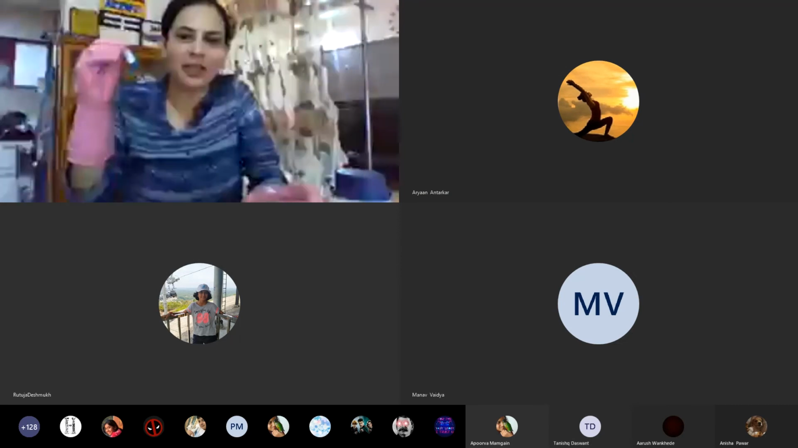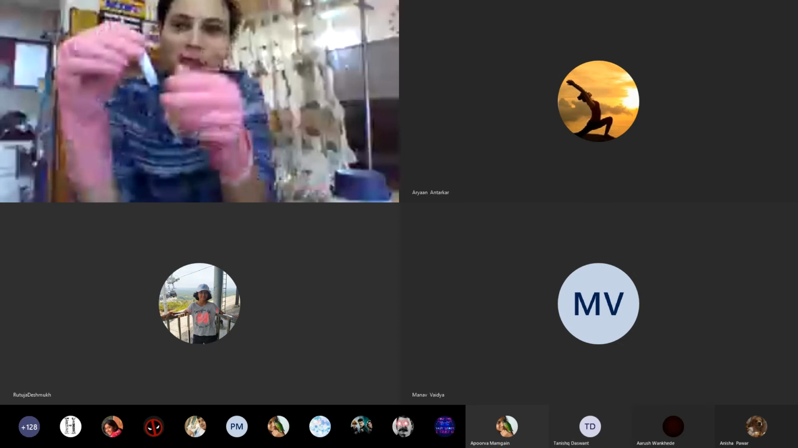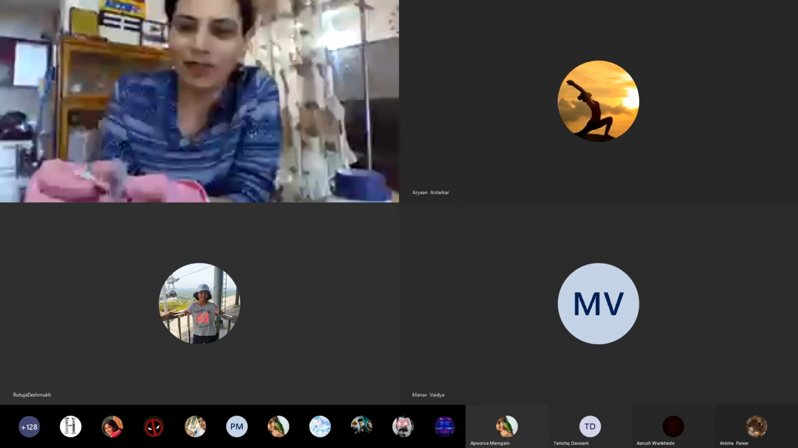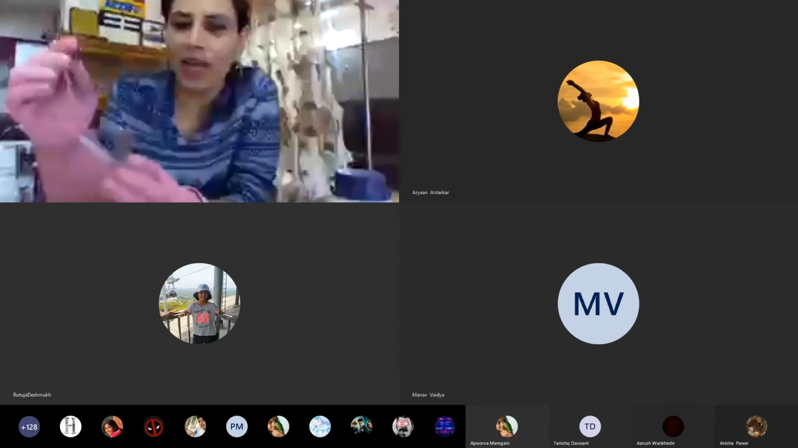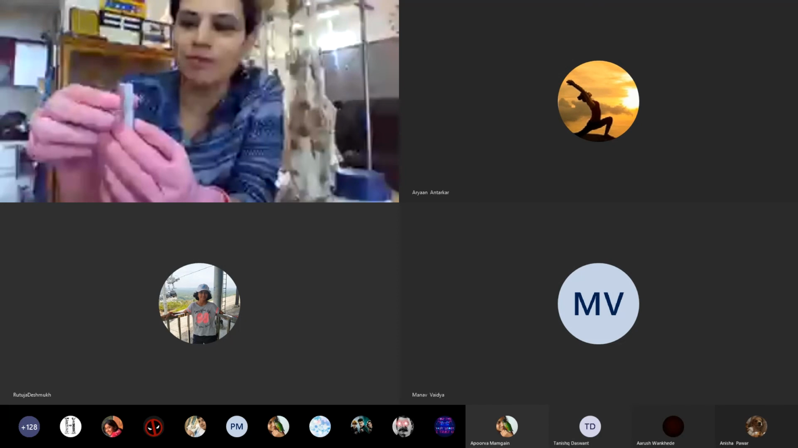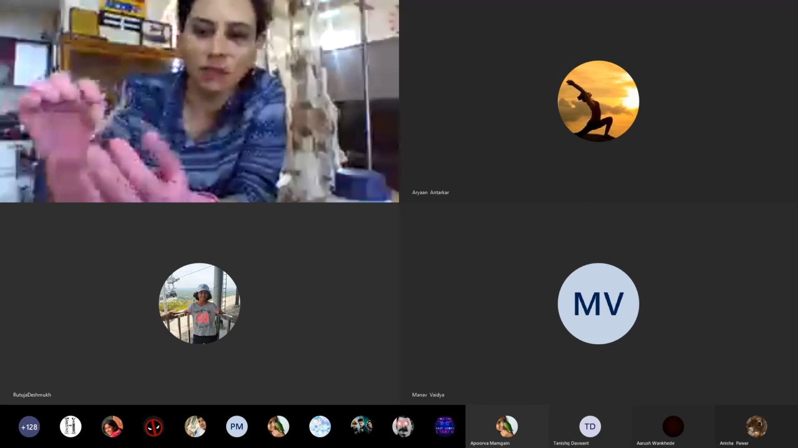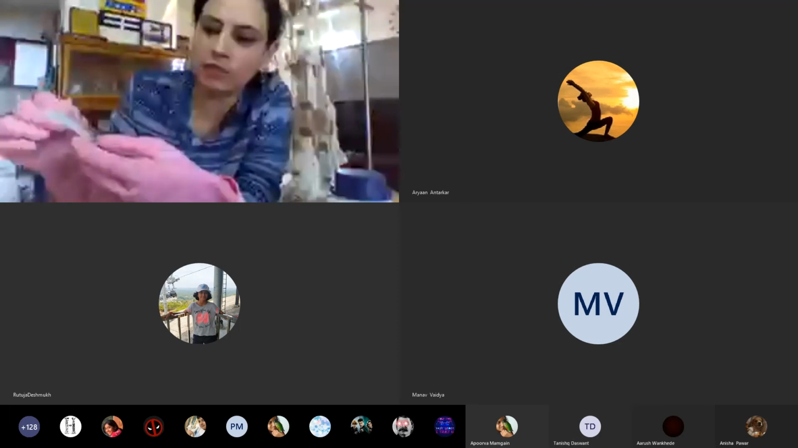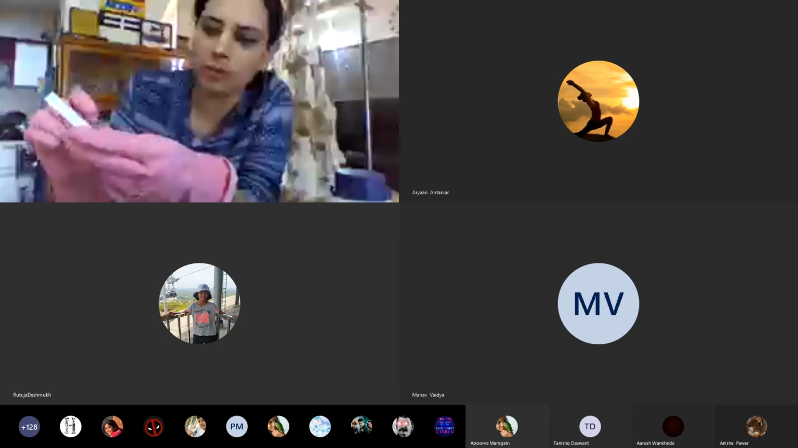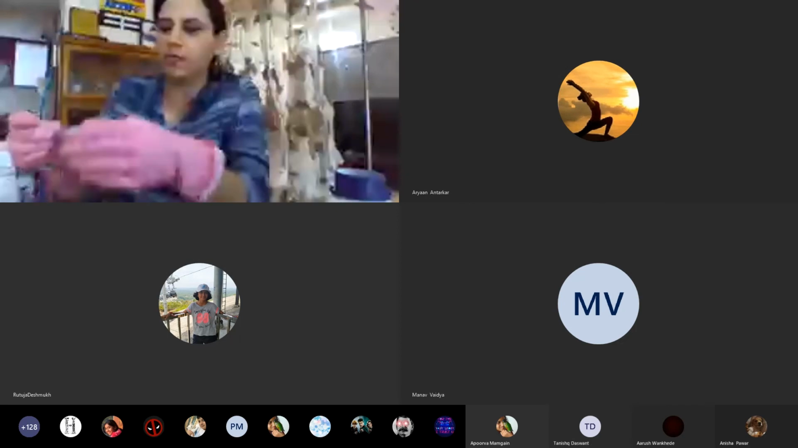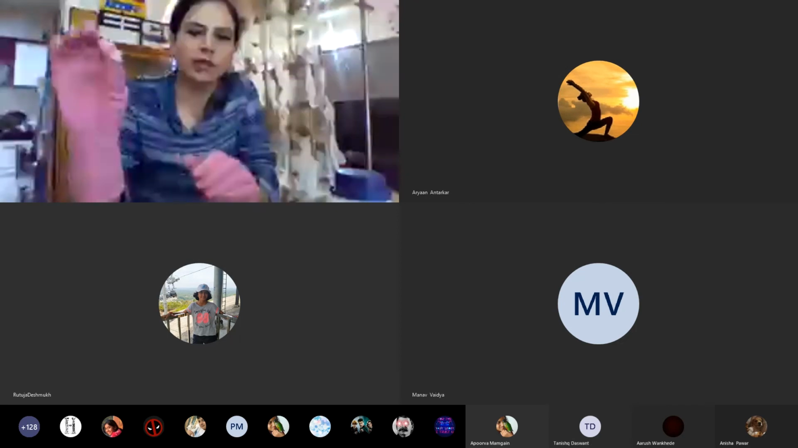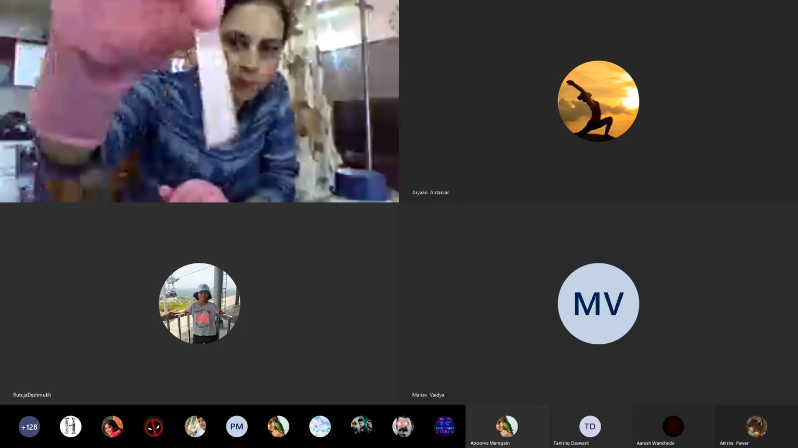Okay, finally I got litmus paper also. We have red litmus paper. Today my son is helping me with all the experiments, so he got this litmus paper for me. Okay, so can you see this litmus paper?